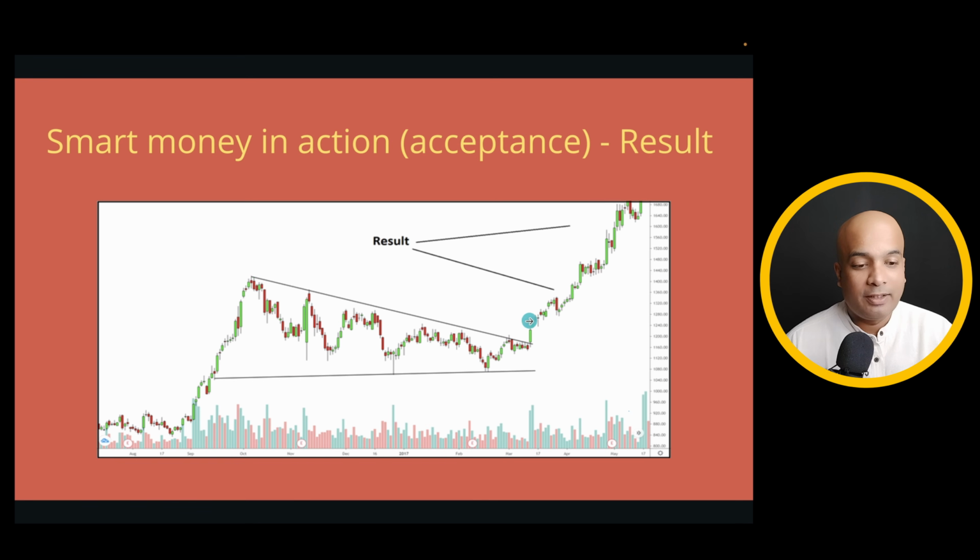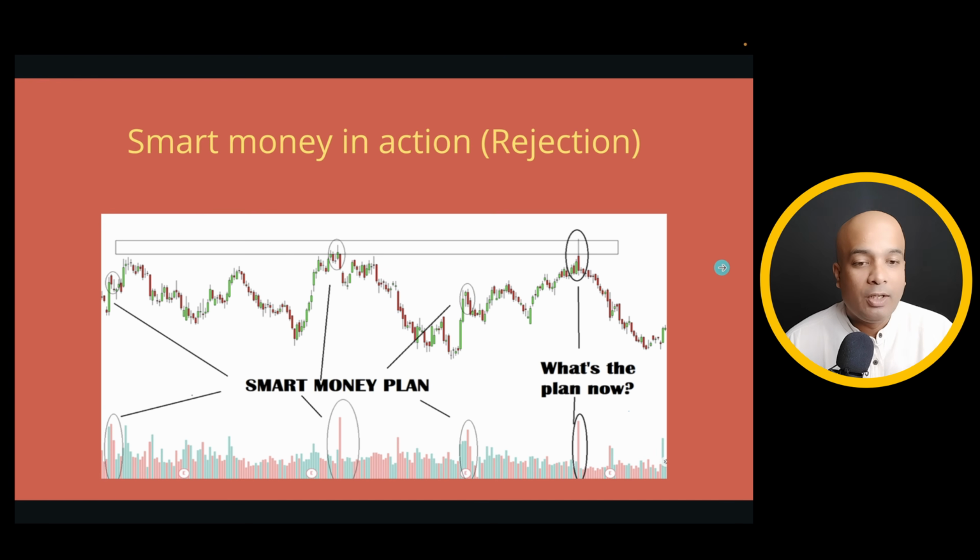If you look at the result now, there is no doubt, right? Price rallied on the upside. This is also called price acceptance in the market profile world. Okay. So now one more example, smart money rejection.